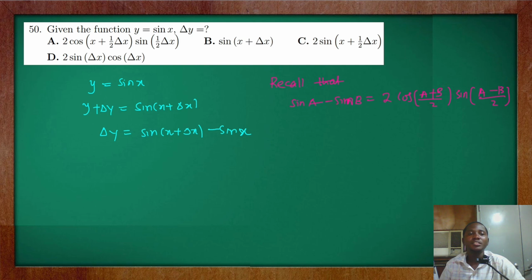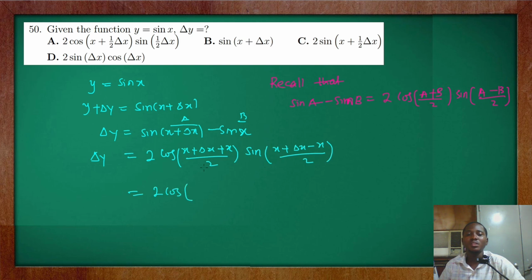So if I call this my A and call this my B, that means my delta y is going to be 2 cos of x plus delta x plus x over 2, then sine of x plus delta x minus x over 2. And this will give us 2 cos, x plus x will give us 2x, then divide it by 2. That means you have this to be ordinary x, then plus delta x over 2, then sine delta x over 2. Since we know that x minus x is 0, I'll be left with delta x over 2. So this is my delta y. So now the correct option to this question is option A.